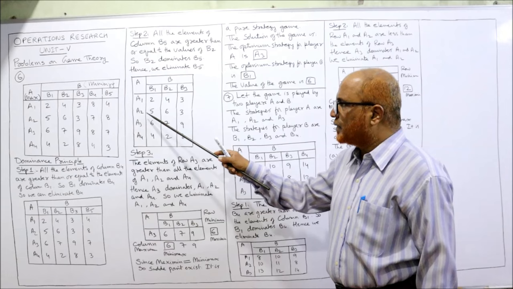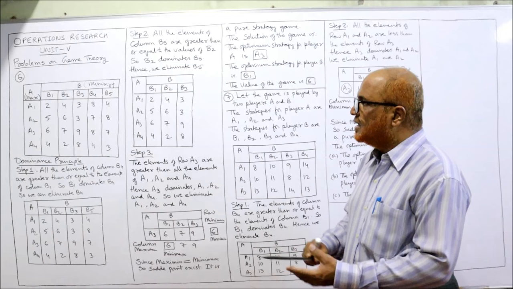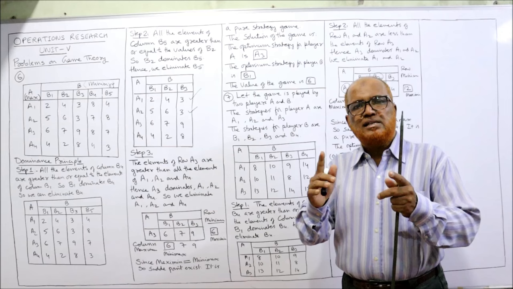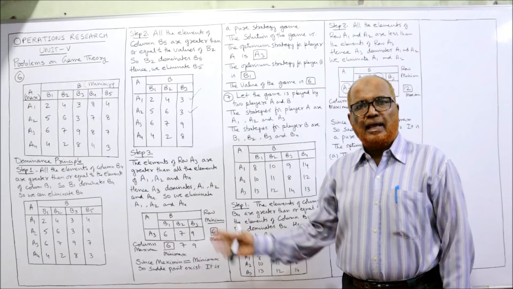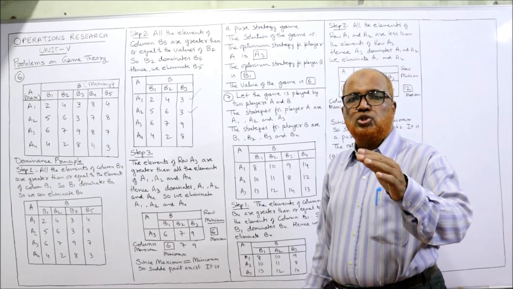Similarly, compare with A1. 6, 2: 2 is less. 7, 4: 4 is less. 9, 3: 3 is less. That means A3 is dominating A2 and A1. It is not necessary that only one row can be dominated. In a single step, we can eliminate more than one row. The elements of A3 are greater than the elements of A2 and A1, so A3 is dominating A1 and A2.